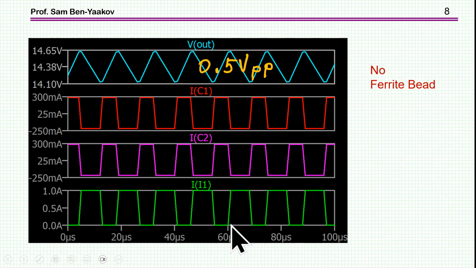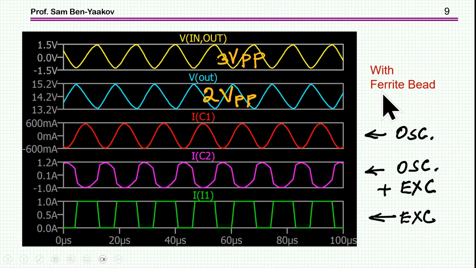We see here the current pulses. We see the current of the capacitors, which are of course the same because the capacitances are the same. And it is 500 milliamp peak to peak in each case, which is half of the load pulses. And here we have the ripple at the output across the 2 capacitors, and in this case it is 0.5 volt peak to peak, riding on about 14 volt. Okay, so this is without a ferrite bead.